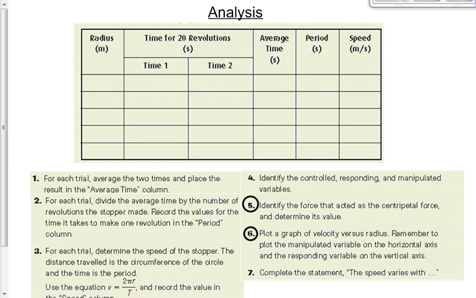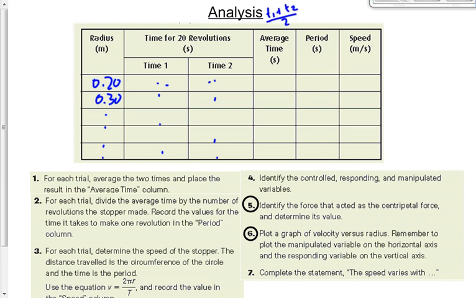Here's your analysis. Looks kind of complicated, but it's actually not that bad. The radius you've already got, right? 0.20, 0.30, and so on, all the way up to 0.60. Your time for the revolutions, you've already got that. That was part of your data. Now your average time, hey, that's easy, right? How do you find an average between this number and this number? Add them and divide by 2, right? So we're going to say T1 plus T2 divided by 2.